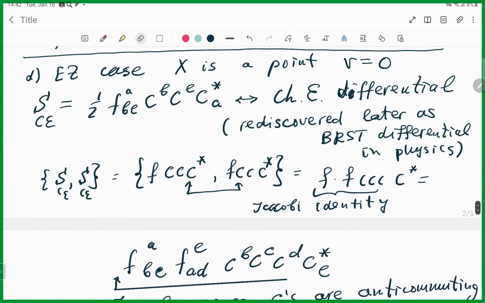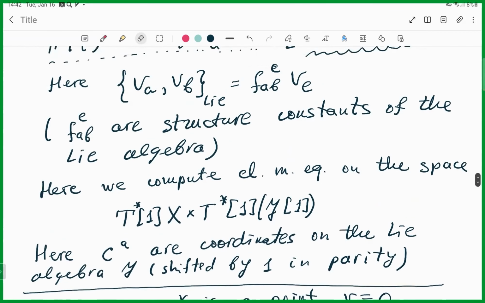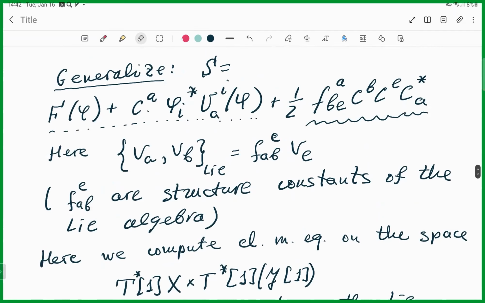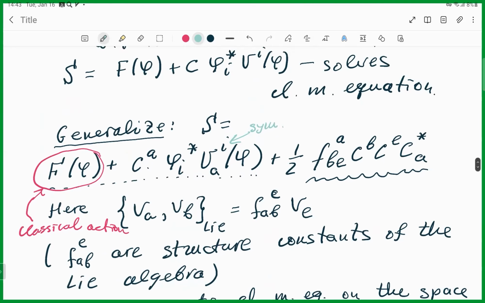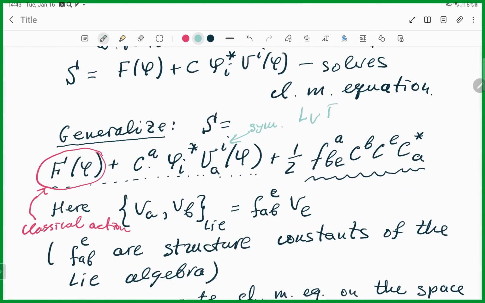So let me go up here. This would be classical action later on. This would be symmetries because LV F equals to 0. And this would be the algebra of symmetry. Okay? I don't want to rush.